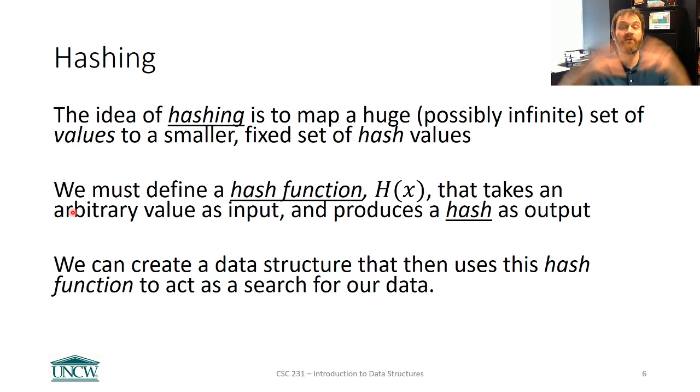And while the input may be infinite, coming from an infinite source, say the numbers from negative infinity to positive infinity, the hash of those numbers will be in a fixed range. So say 0 to 100, right? How could we get all the integers, let me specify integers, from negative infinity to positive infinity into a fixed range of, say, 0 to 100? Well, we actually can do that, all right?